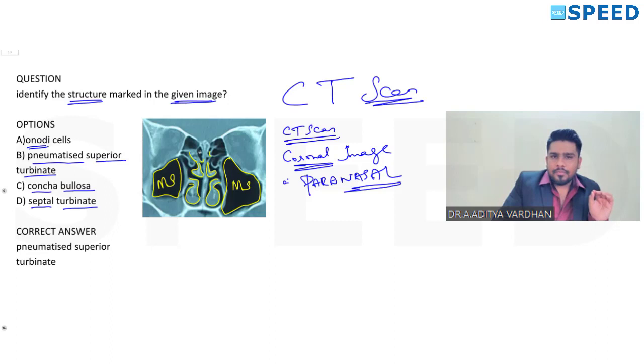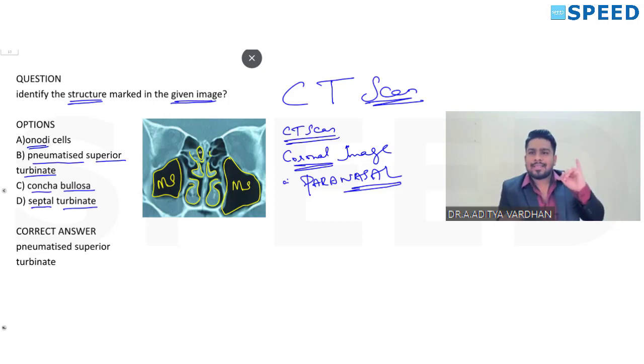Okay, friends. What they have marked is a black structure. As I told you before, in X-ray and CT scan, if you see a black structure, it is air. So straightforwardly, the answer is pneumatized superior turbinate.